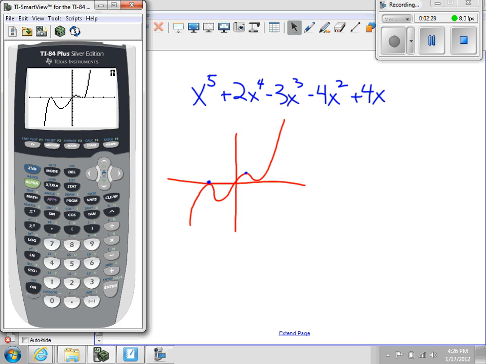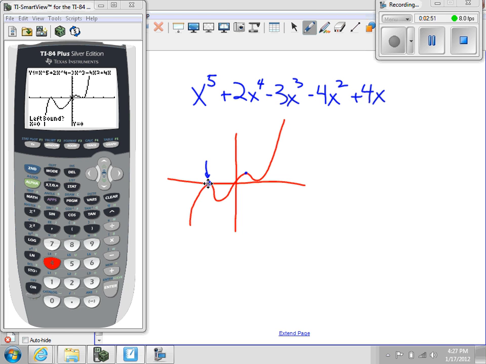I'm going to go 2nd, Calc, and I want to find maximum, which is 4. I need a left bound and a right bound. What are they asking me for? If here's my local maximum, I need to find a left bound and a right bound of x's, so I go to this side for the left bound of that dot and this side for the right bound in order to find this local maximum.